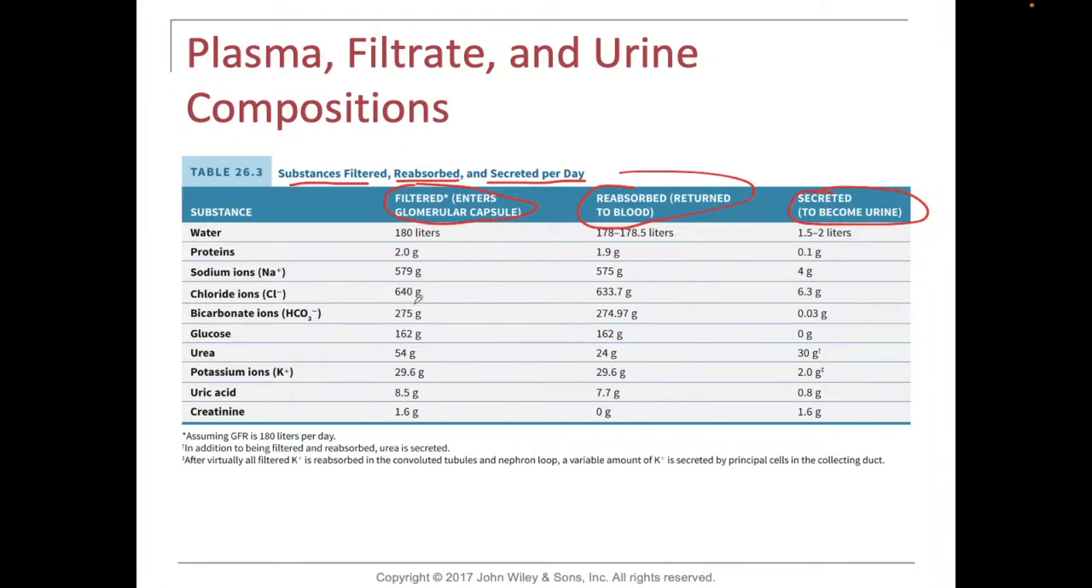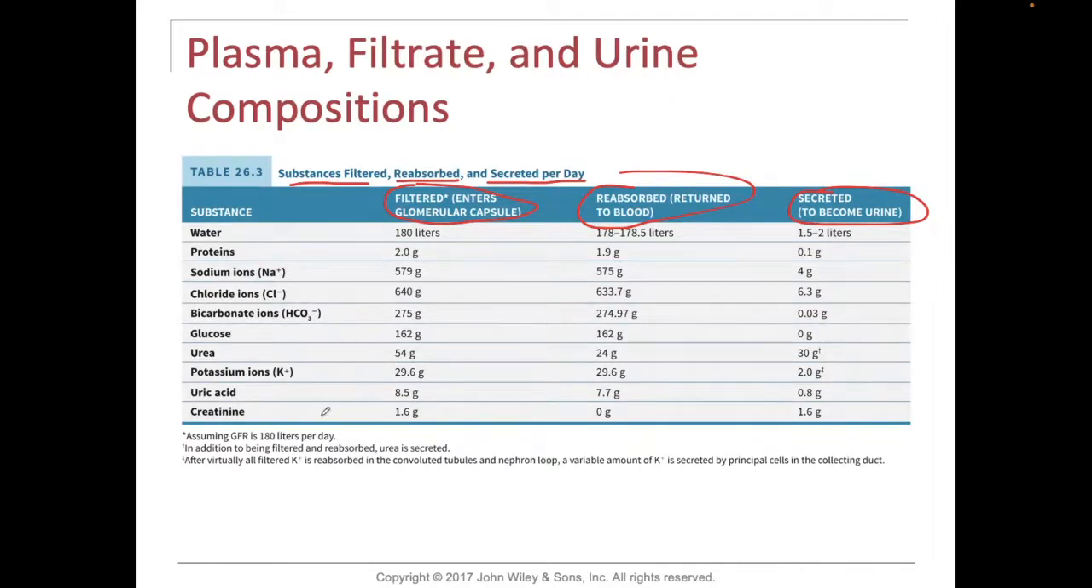So if you look at these numbers and you look right down the columns, everything is pretty close, right? With the exception of, let's say, urea, right? 54 grams of it, and almost half of it is being reabsorbed, and then the body's pushing out a lot of urea. Right? A lot of that urea is out in urine. Look at potassium, 29.6 grams, 29.6 grams, almost equal.